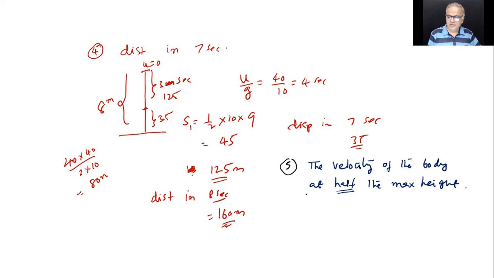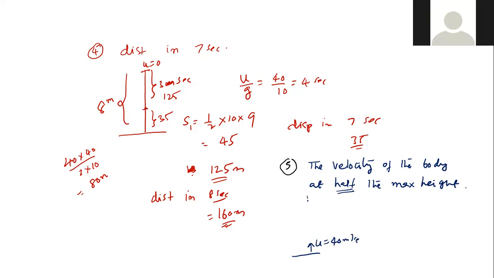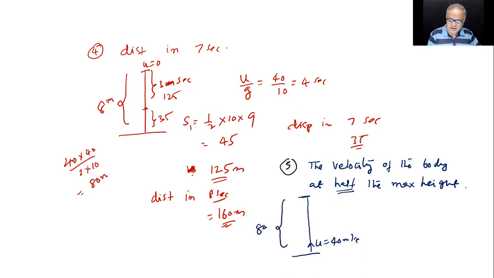So shall we solve it here and go to the next one later? Come on. How do I do this? You throw with u equals 40, right? And we already have seen it went up to how much? 80. I wanted the velocity at 40.